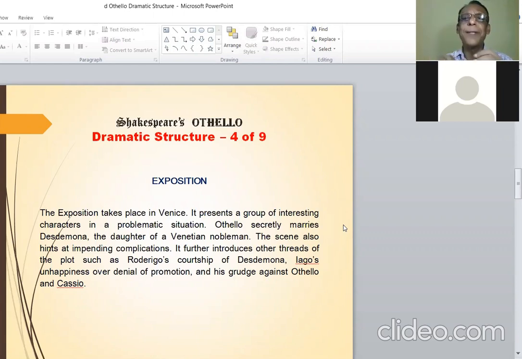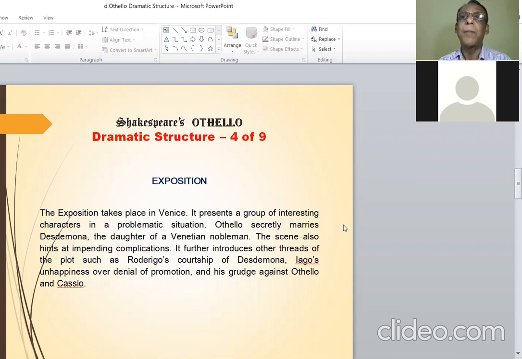It presents a group of interesting characters in a problematic situation. Othello is there, Rodrigo is there. Rodrigo has been courting Desdemona, and he has been spending a lot of money, but it's of no avail. His efforts have been useless. He has been giving a lot of money to Iago, or Iago has been exploiting the situation.